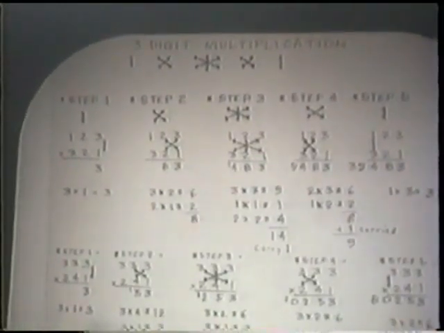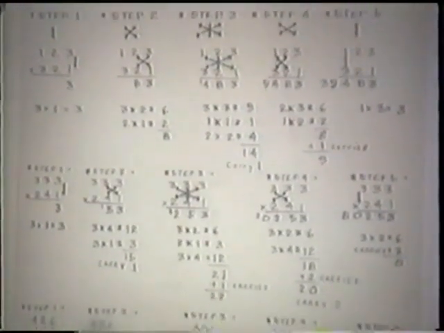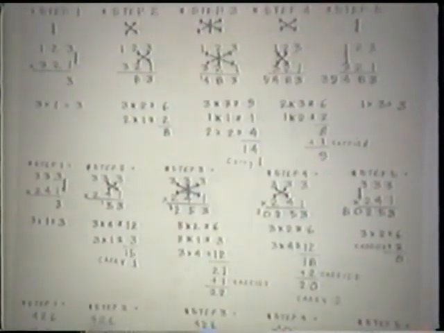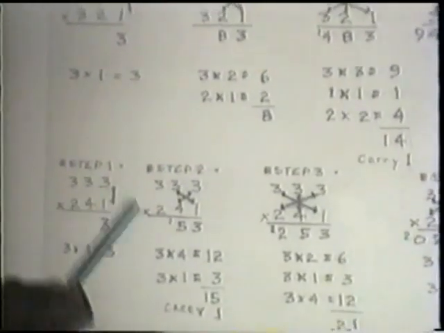You don't need your calculator. Let's do one more. In fact, let's just do 2 more, because I don't want anyone to get lost in this 3-digit multiplication. Vertical multiplication. First, we're going to multiply 241 times 333.